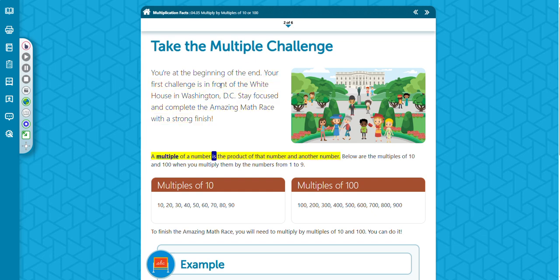A multiple of a number is the product of that number and another number. Below are the multiples of 10 and 100 when you multiply them by the numbers from 1 to 9. Multiples of 10: 10, 20, 30, 40, 50, 60, 70, 80, 90. Multiples of 100: 100, 200, 300, 400, 500, 600, 700, 800, 900.